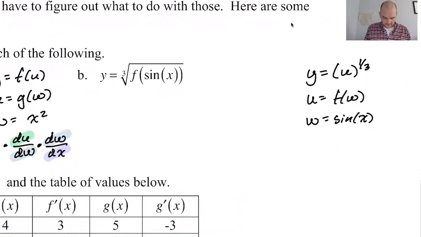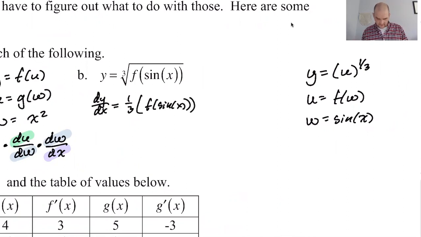But what we would do, dy/dx, is the derivative of 1/3 of something to the 1/3 is 1/3 that thing, but that thing is f of sine of x. So it's 1/3 that thing. Is that enough? I think so.